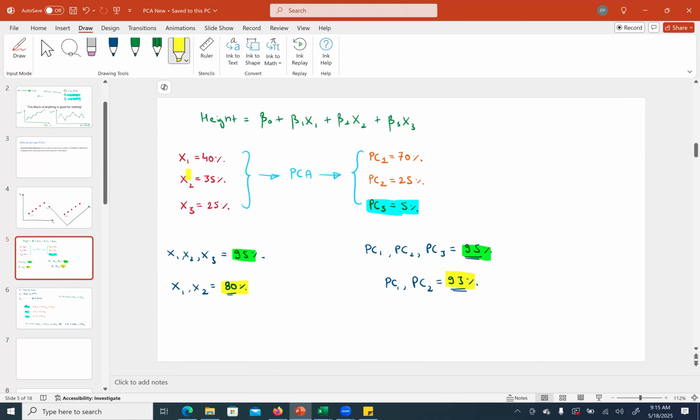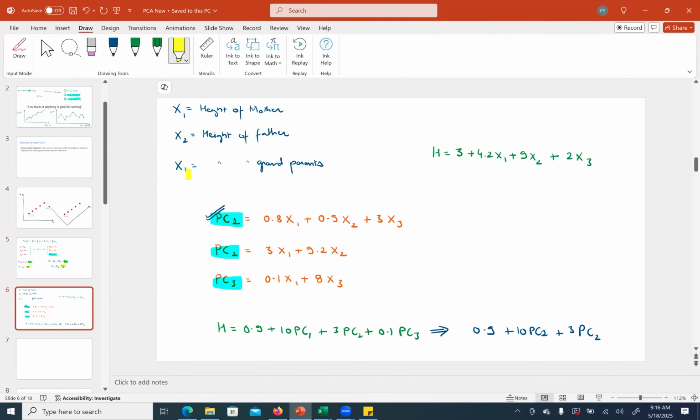Okay. And I'm being able to reduce the number of variables, but at the same time, my accuracy is more or less the same. Okay. So that's the benefit of using principal components instead of using original variables.